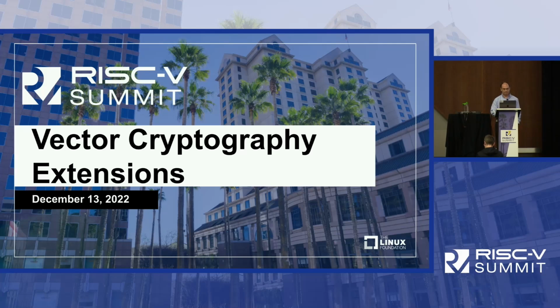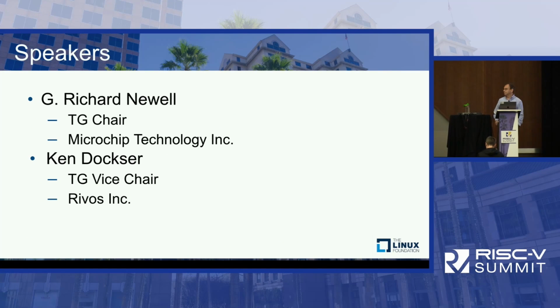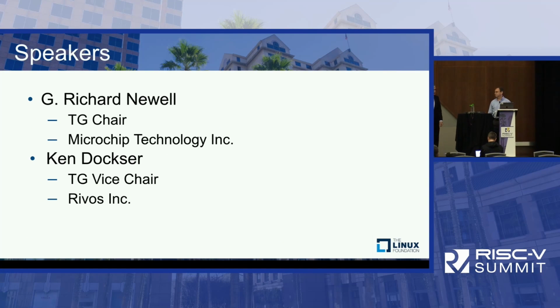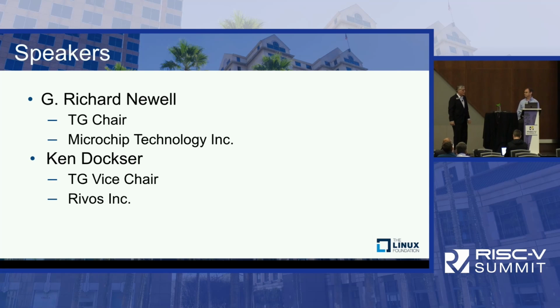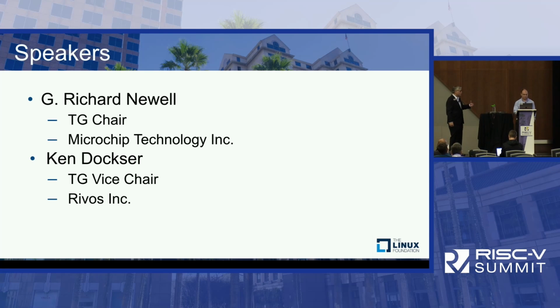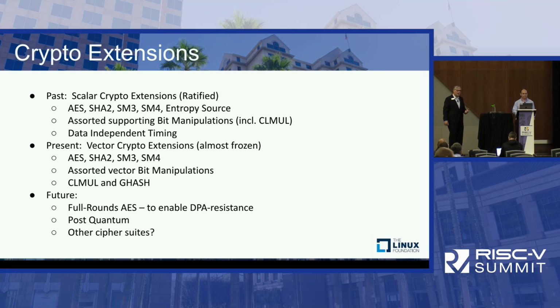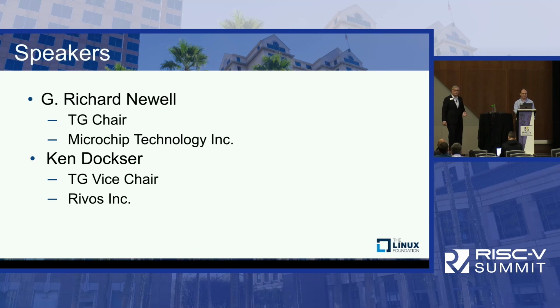I'm Richard Newell. I'm chairman of the Cryptographic Extensions Task Group, and this is Ken Dockser, who's our vice chair. Let me introduce very briefly. I work at Microchip and do FPGA security about a dozen years. I started with the RISC-V security committee the first day there was a RISC-V security committee, and there were two of us, me and Joe Zai.